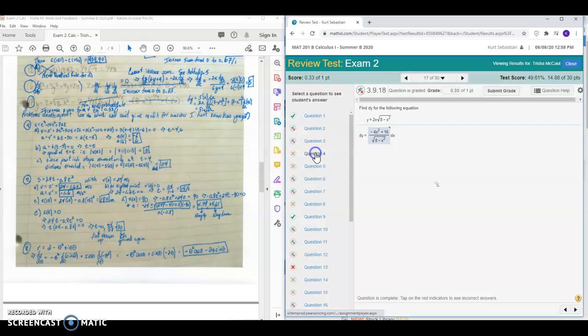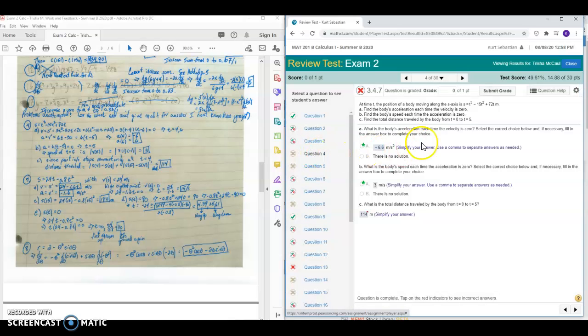So going back, question four, we are talking about this type of problem where the position of a body moving along an s-axis is given by this position function. So in part A, we want to find the acceleration each time the velocity is zero. So first of all, find the velocity. Velocity is the derivative of position. So you take the derivative of this guy.